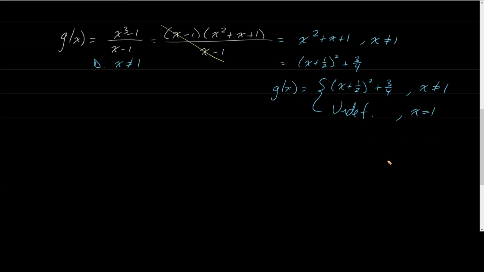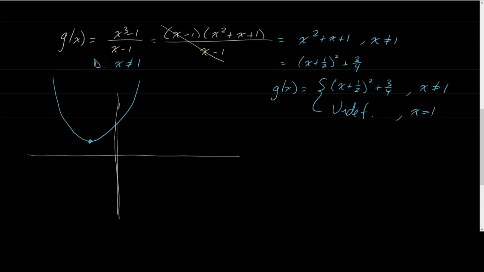All right, now what would that look like on the graph? Well, let's look at it. Since I already rewrote the function using completing the square, I rewrote it in vertex form, right? I can say here that the function looks something like this. It has a vertex at negative 1/2 and at the height of 3/4, right? That's where the vertex is. But notice that when x equals 1, it is undefined.